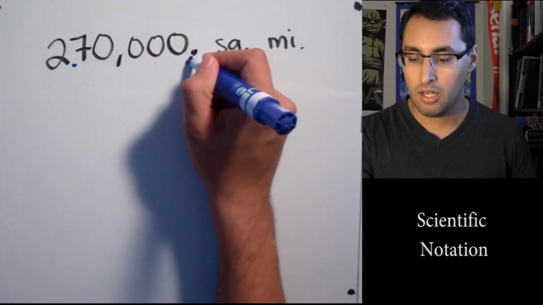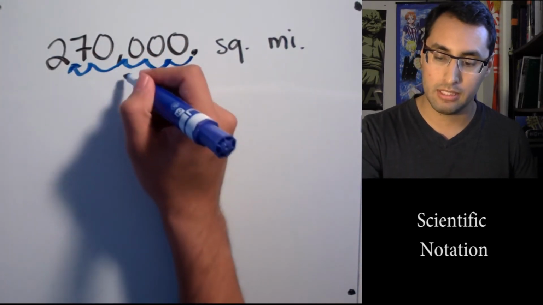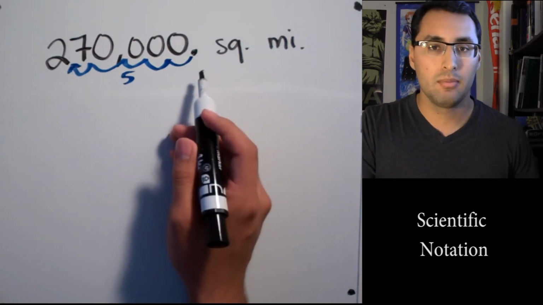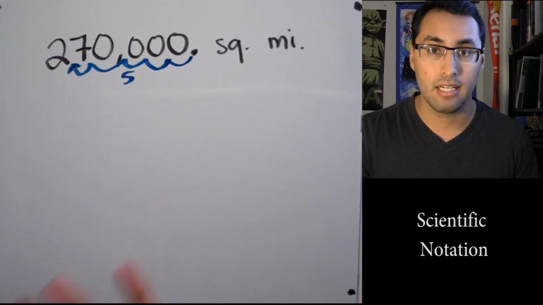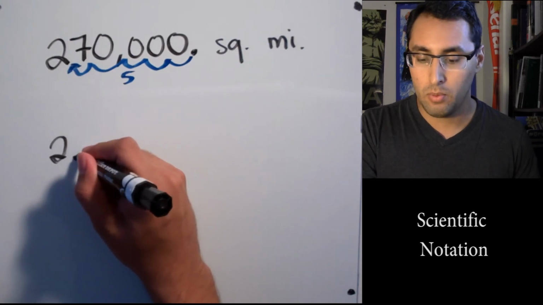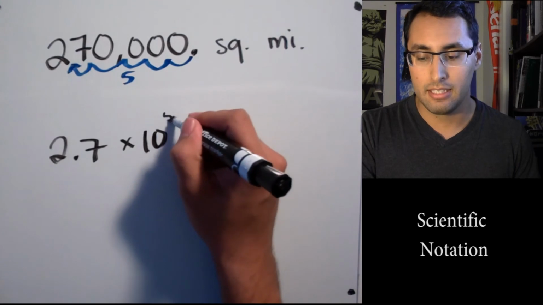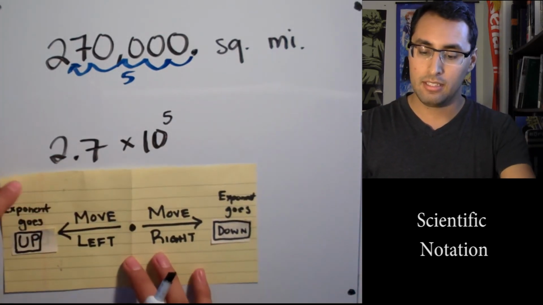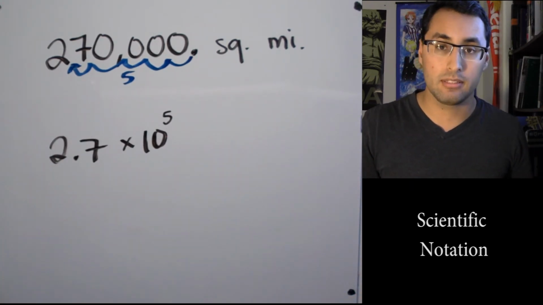So let's count. 1, 2, 3, 4, 5. Okay, so that's 5. Move 5 to the left. So am I going to write this entire number in scientific notation? Nope. I'm only going to write everything that's not a 0. So I'm going to write 2.7 times 10 to the 5th power. And since we moved to the left, it's going to go up. So since it's going up, it's going to be positive 5.